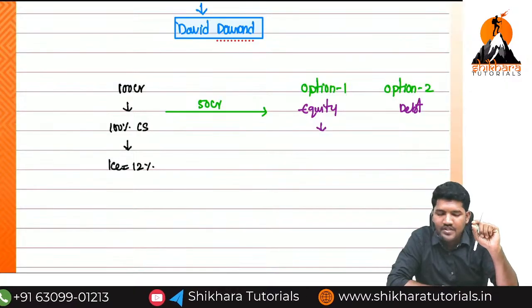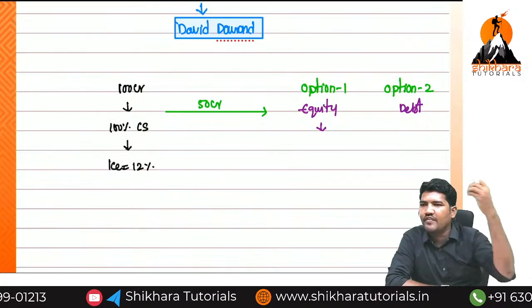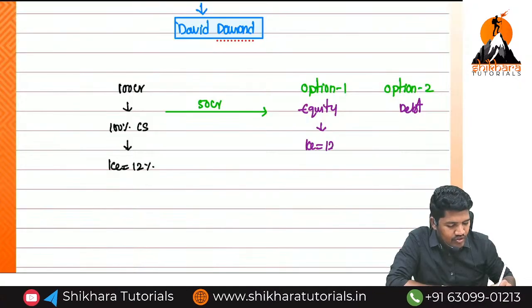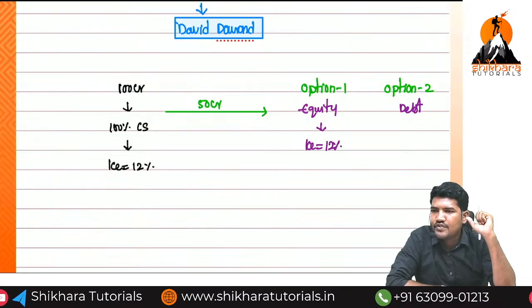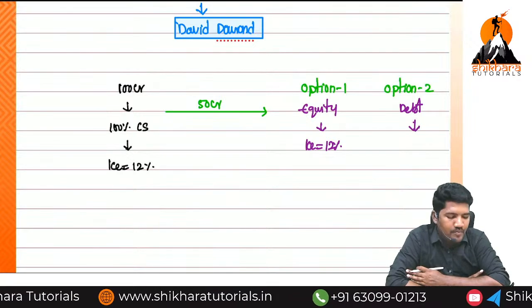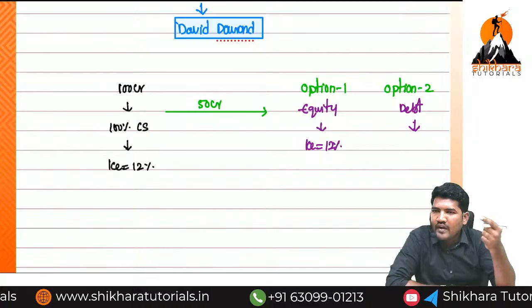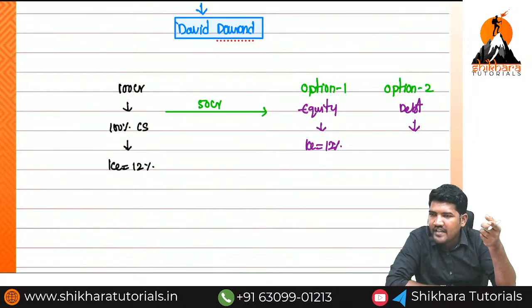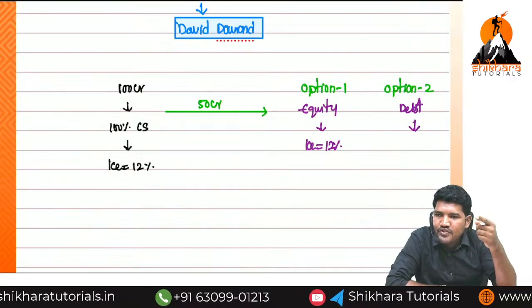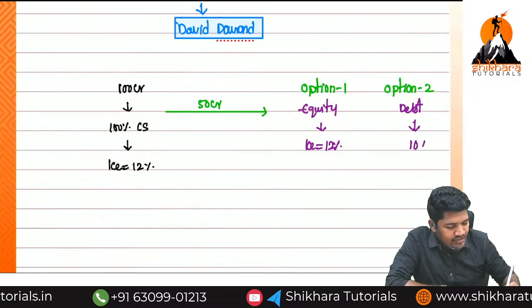It's minimum common sense: a new person coming into my company will expect at least what you are paying to your existing equity shareholder. Yes or no? That's why here also KE is how much, sir? 12%. Now, if I choose option 2, debt, I need to pay KE or KD? What David Durand said: because of the tax advantage, debt is always cheaper than equity. So how much do I need to pay? More than 12% or less than 12%? Less than 12%. Can I take it as 10%?